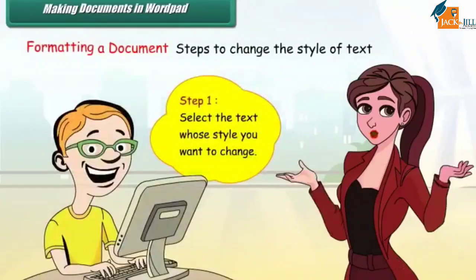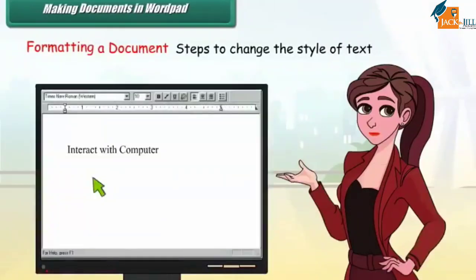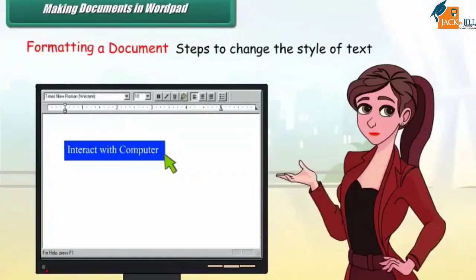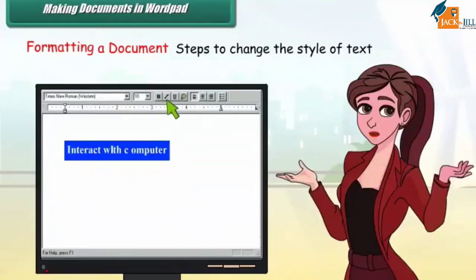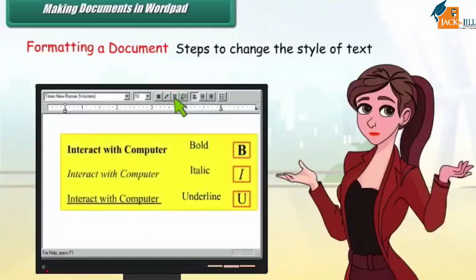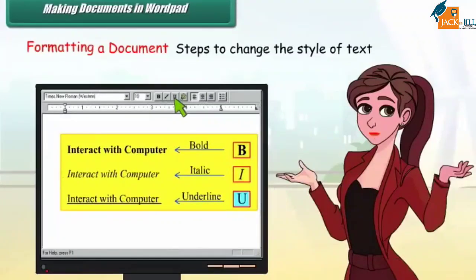Steps to change the style of text. Step 1. Select the text whose style you want to change. Step 2. Click on the required style icon: bold, italic or underline. Different styles: bold, italic, underline.